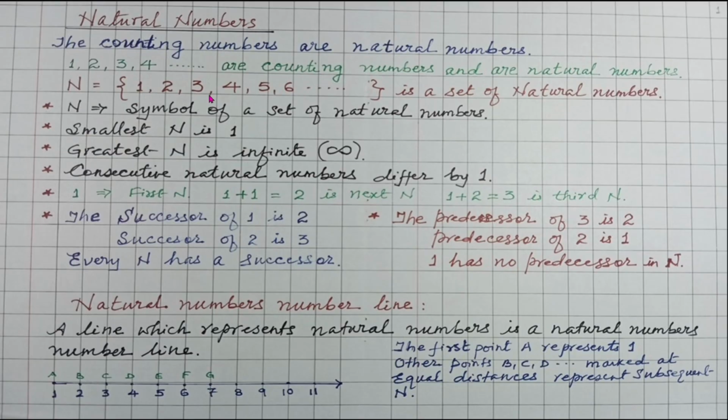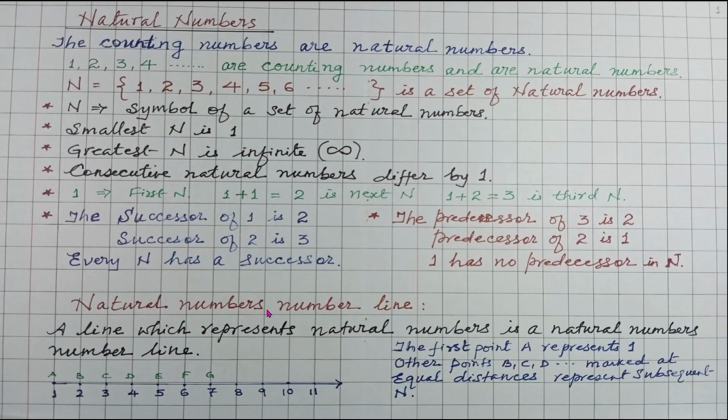So every natural number has a successor, but not every natural number has a predecessor, because 1 does not have a predecessor. So please remember that. And all these numbers 1, 2, 3, 4, 5, 6 are called consecutive numbers because every number is 1 more than the previous number.